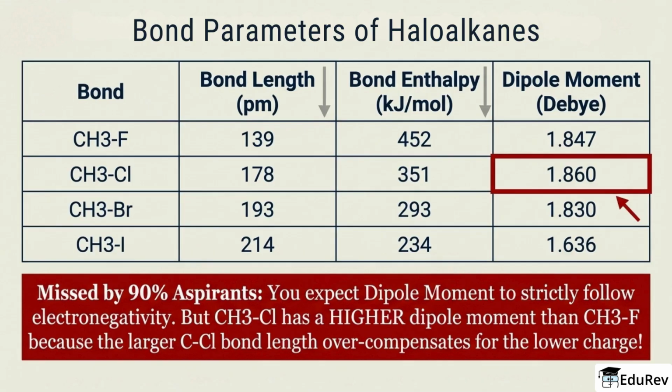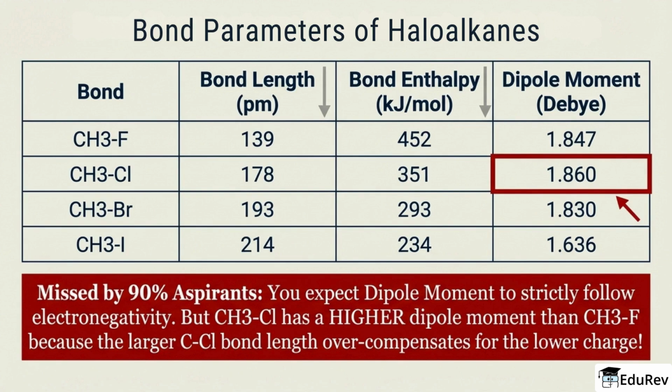Now look at how the bond behaves across different halogens. As you go from fluorine to iodine, bond length increases and bond strength decreases. That part is expected. But dipole moment is where most students go wrong. You would expect CH3F to have the highest dipole moment because fluorine is most electronegative. It doesn't.